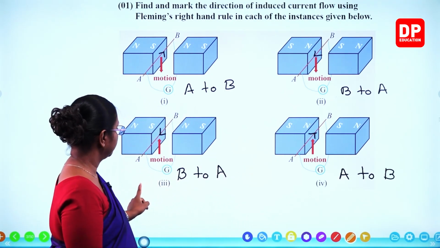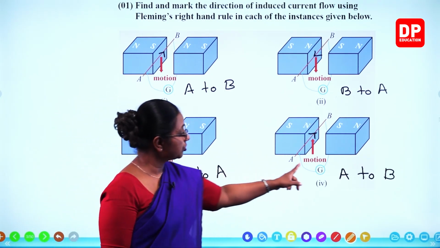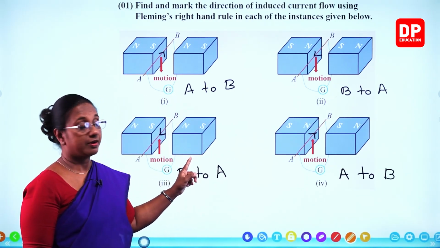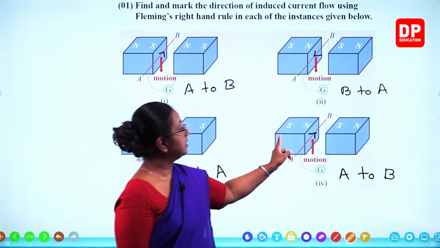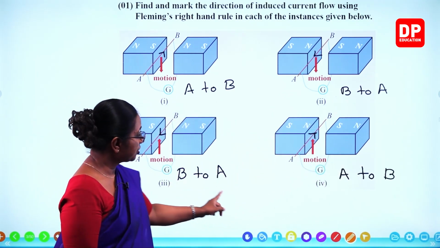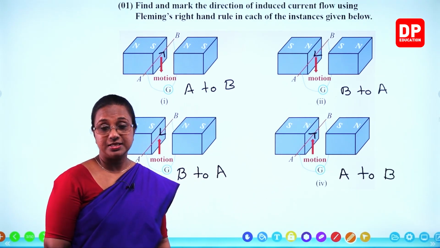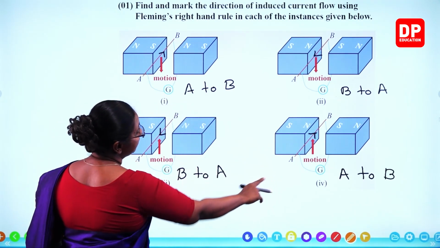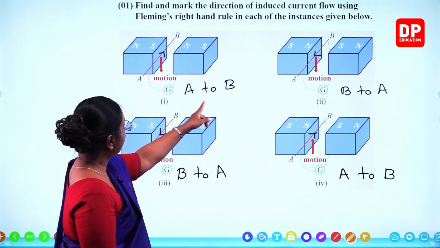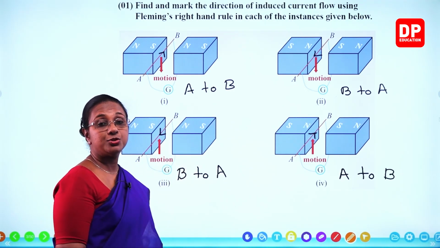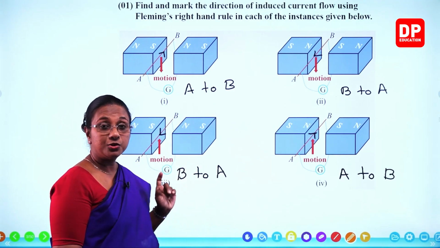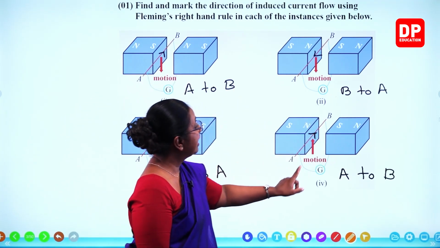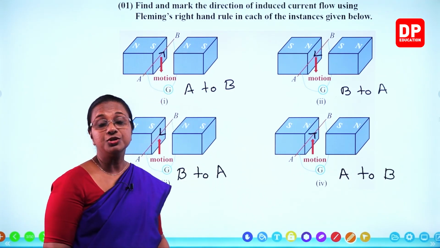Compare these two. What is the difference? Direction of motion is the same, but the magnetic field is different. Here north to south, here north to south. So the direction of current flow is also in the opposite direction. And if you compare the first and the fourth instances, direction of the current flow is the same, A to B. So there are two factors that have changed. The magnetic field is also changed and the direction of the motion is also changed.